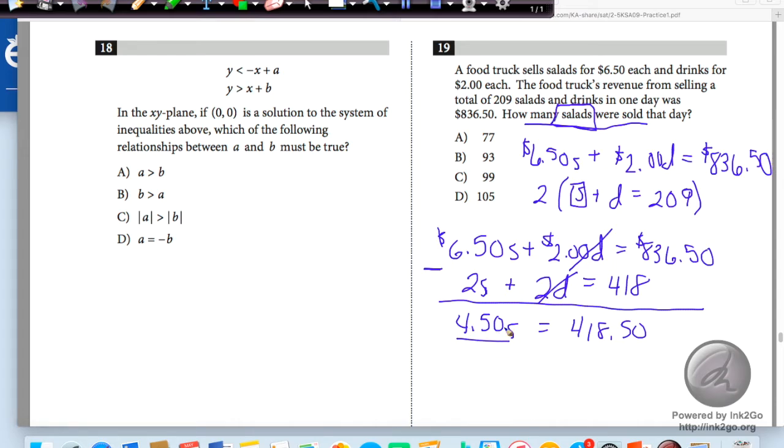Now, in order to get S by itself, right, which is the goal, right, how many salads were sold that day, I then want to divide both sides by 4.5. I'm isolating this for S, and when plugging this into my calculator, I'm going to get S equals 93 salads. So that should be a possible answer choice, and it is. B is your best possible answer, and we're going to keep moving on.